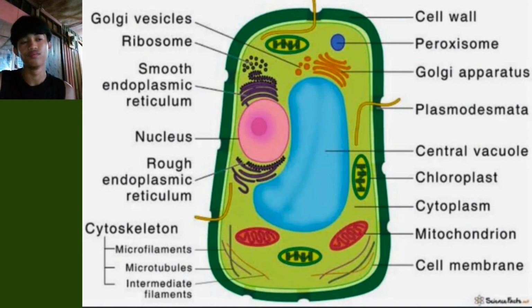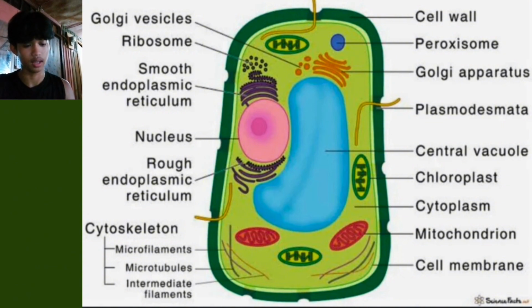Next we have the Golgi apparatus. The Golgi apparatus is a cellular organelle responsible for modifying, sorting, and packaging proteins and lipids for transportation to specific destinations within or outside the cell.